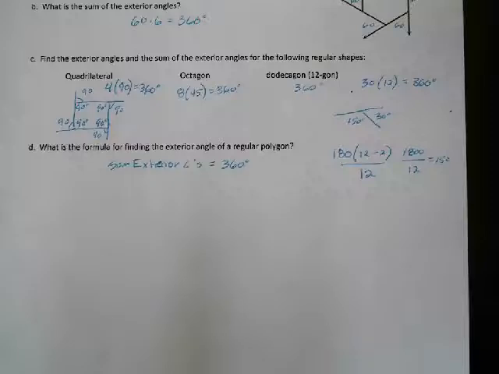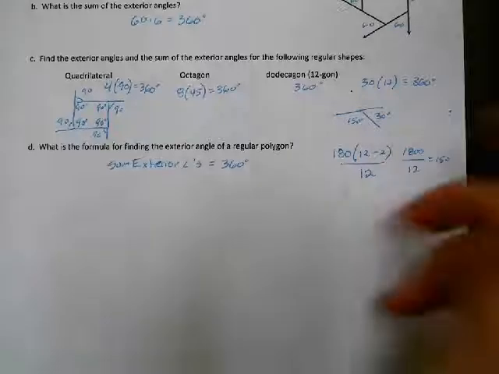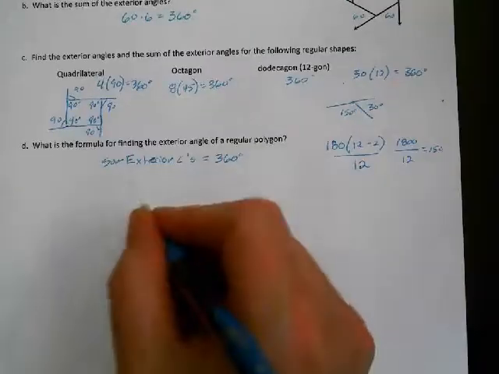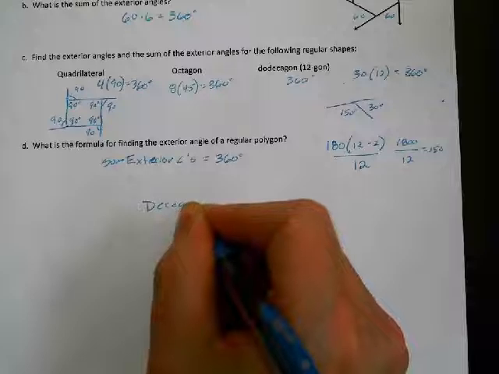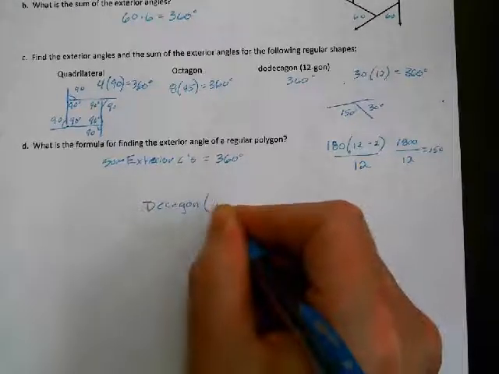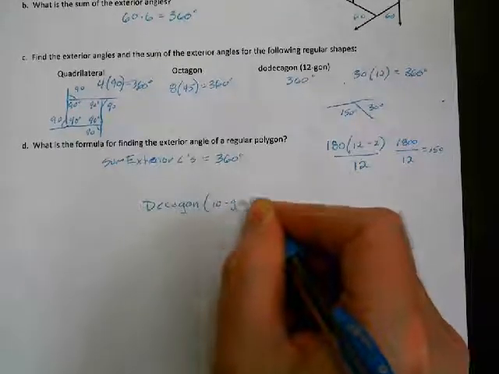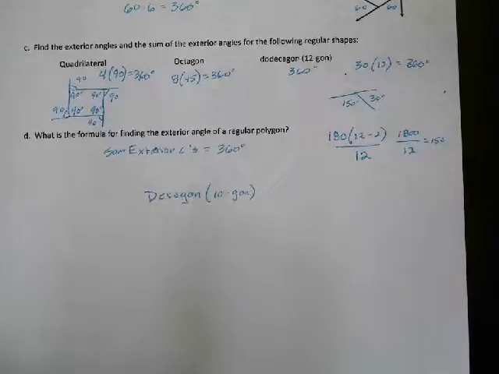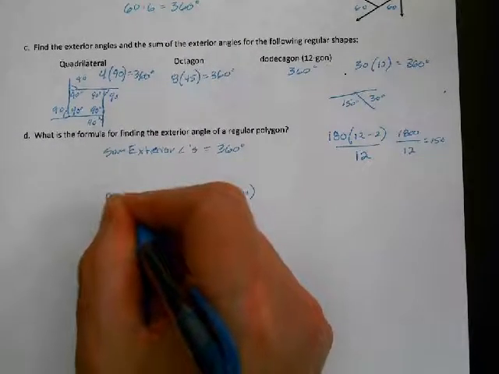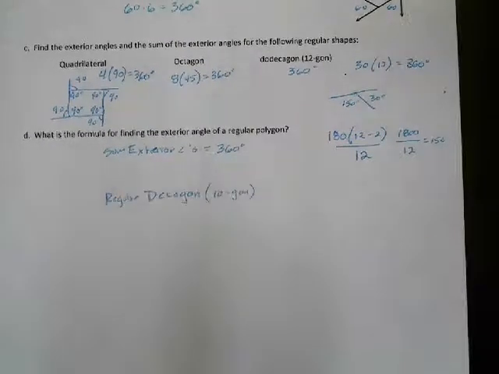Let's say that we had a, let's say a decagon. So a decagon, that's a 10-sided object or a 10-gon. Let's say that we wanted a regular decagon and we wanted to find out what each individual interior angle would be.